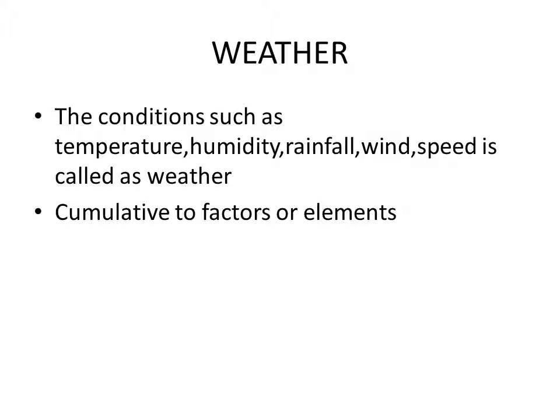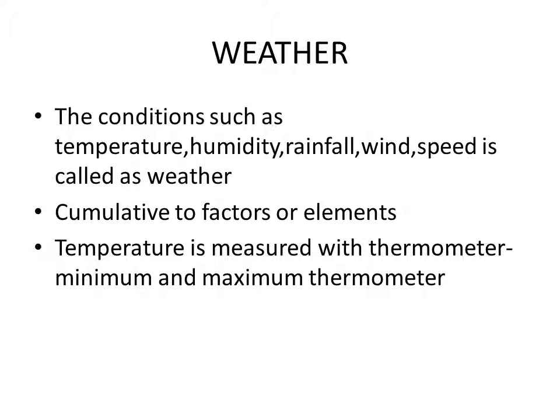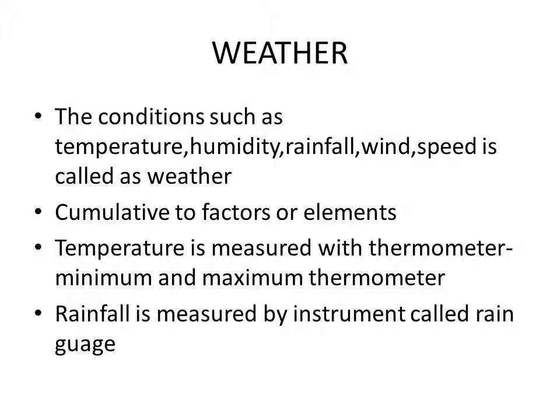The maximum temperature of the day occurs generally in the afternoon, while the minimum occurs generally in the early morning. Temperature is measured with a special thermometer, which is called the minimum and maximum thermometer. The main elements of weather are temperature, humidity, rainfall and wind speed. Rainfall is measured by an instrument called a rain gauge.